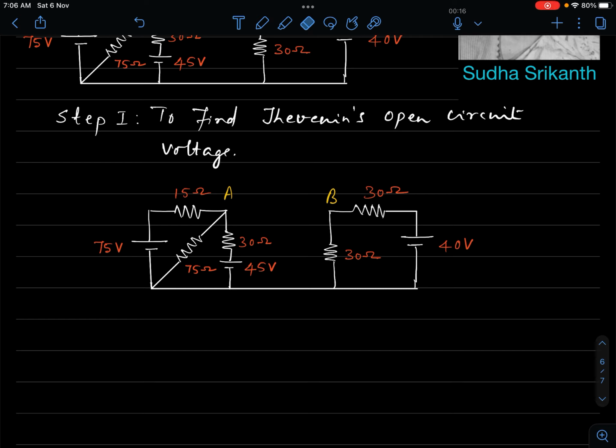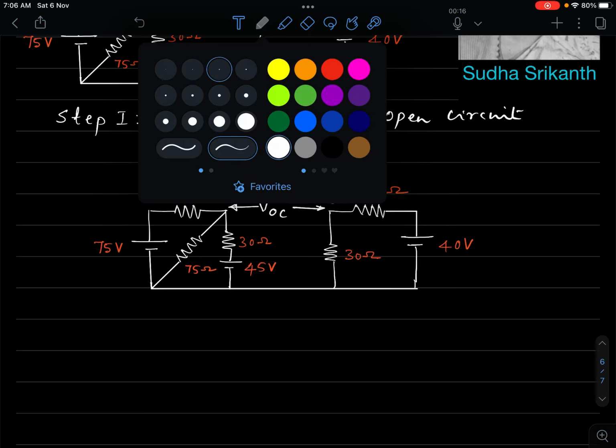I've removed the element between A and B. Okay, this 2 ohm element is being removed. An open circuit gets created now. And what we try to see is what is this open circuit voltage between A and B, what is the voltage that appears in the network? Right, so we can find this voltage by different techniques. Let's go by, let's say, the mesh method.